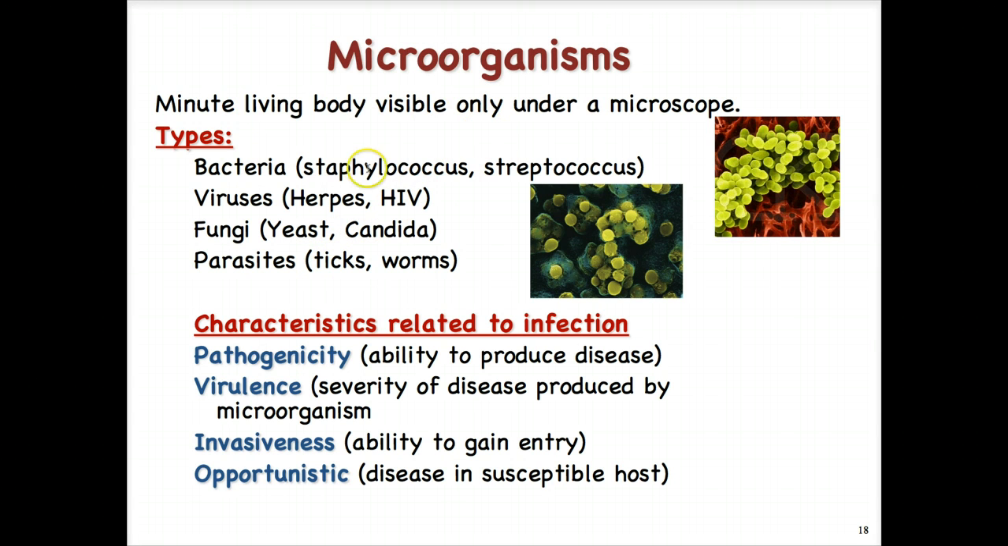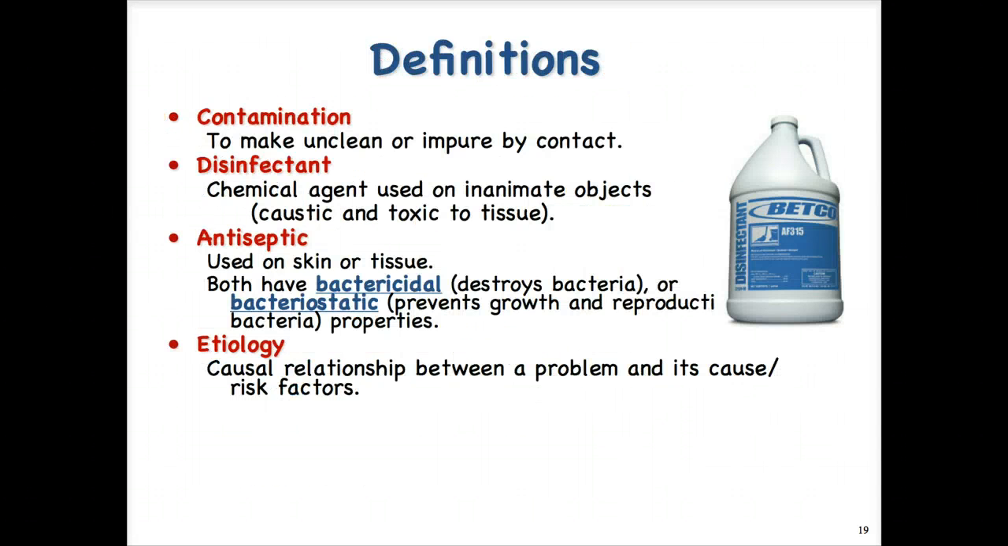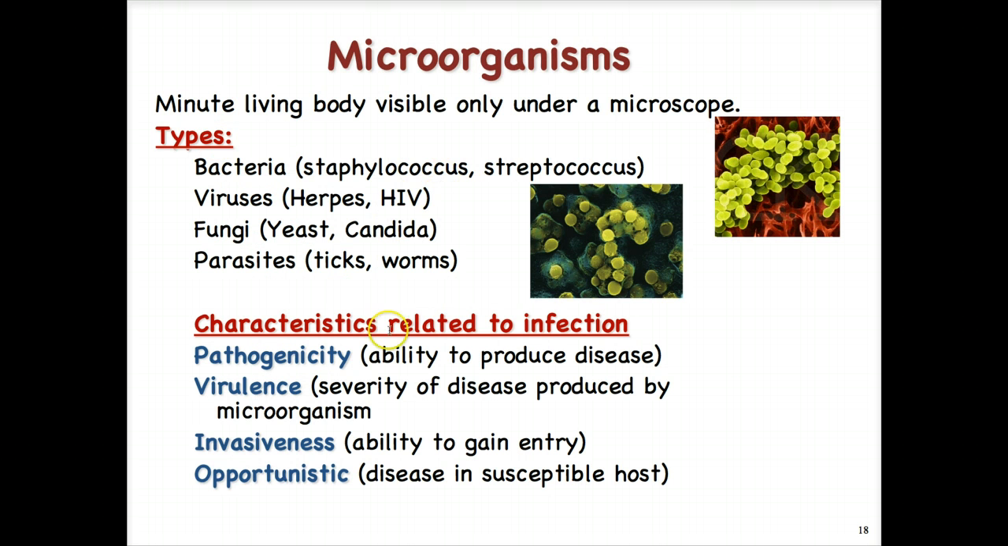Again, understanding what microorganisms are as we review the different kinds: bacteria, virus, fungi, and parasites. Understand the characteristics related to infection, and what you as the nurse are going to do. So you have these organisms, and we want to reduce the spread of organisms. How do we do that? We do that by certain chemical agents. If something is contaminated, we have to make it clean. Contamination makes something unclean.